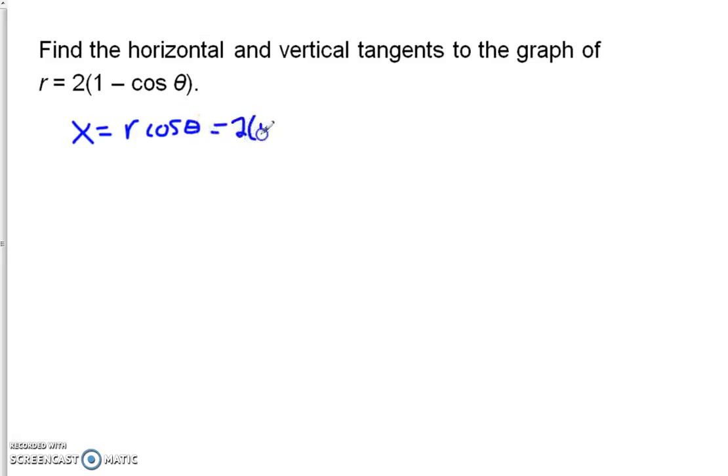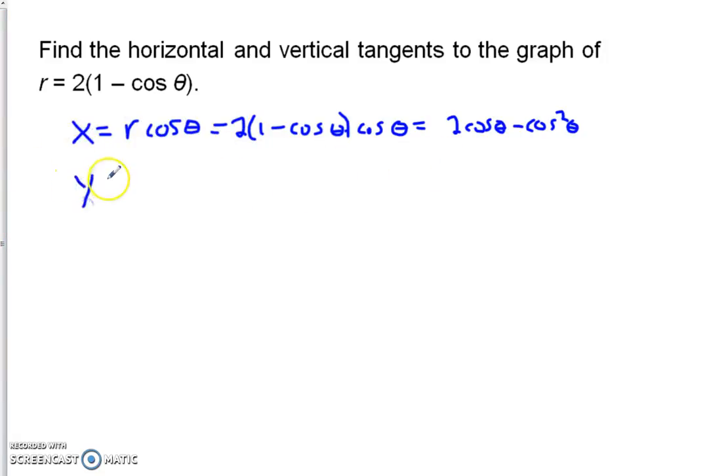2 times 1 minus cosine theta, times cosine theta, which, if I just keep going, gives me 2 cosine theta minus cosine squared theta. Now, that's in simplified form, but I'm not sure that helps us much. Oh, sure it does. That's my x value. We have to take the derivative, so we'll do that in a sec.